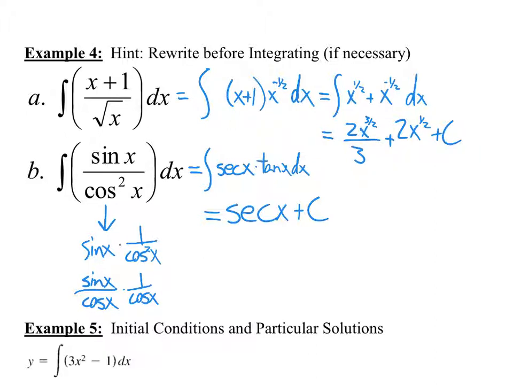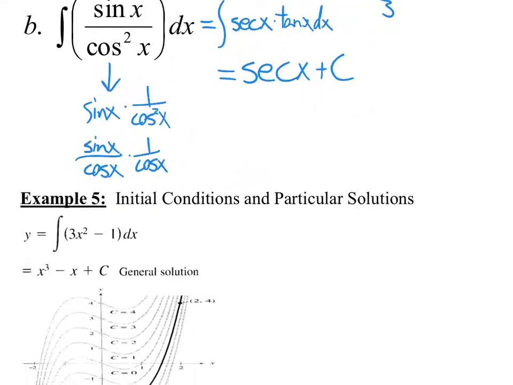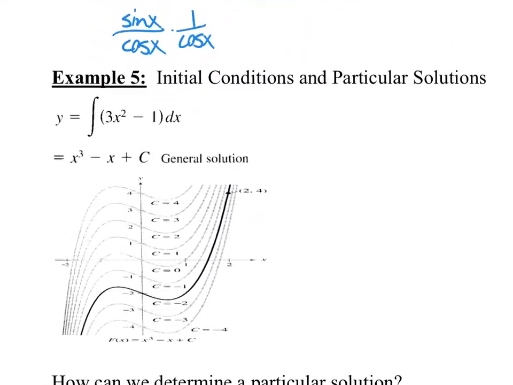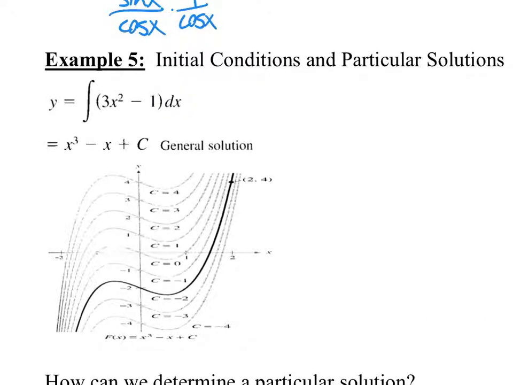Alright, so the final thing we're going to end with here, we won't get through all of these, but that's okay. Initial conditions and particular solutions. You might be like, well, what in the world are they talking about here? We have, in this example here, the antiderivative of 3x squared minus 1 dx. And we're getting pretty good with these polynomial ones. It's going to be 3x cubed over 3, so just x cubed, minus x plus c. That's our general solution, our general antiderivative.